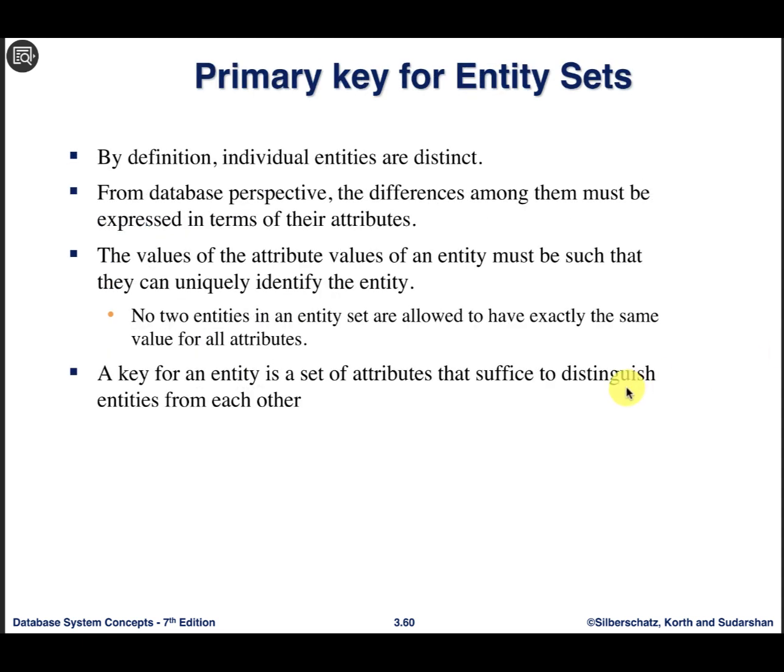So the primary key for the entity set is easy, okay? You just try to find a subset of attributes that uniquely distinguishes entities from each other. When you talk about entities, it means entity instances on the same entity side, right? So that's easy to find, with ID, name, etc.